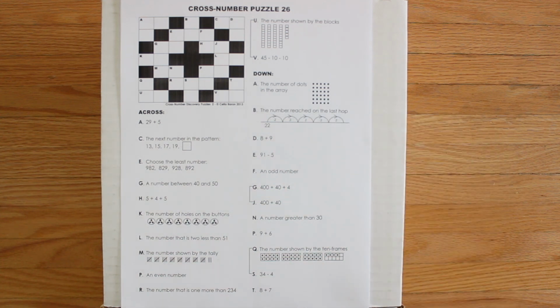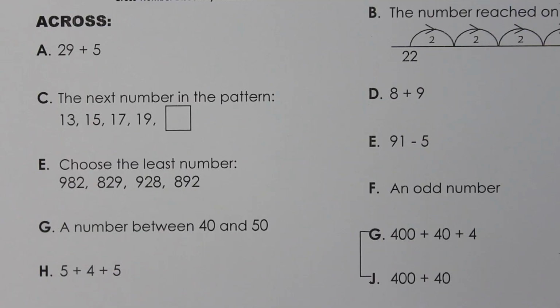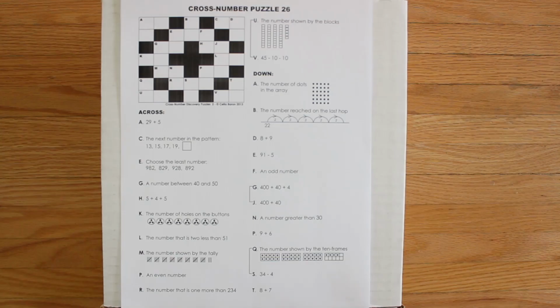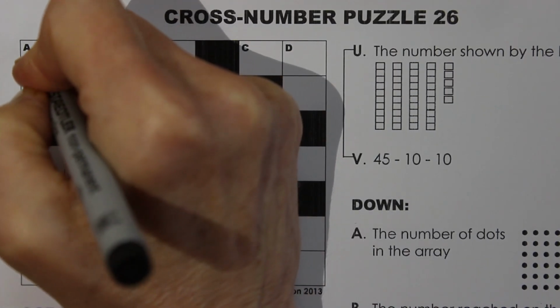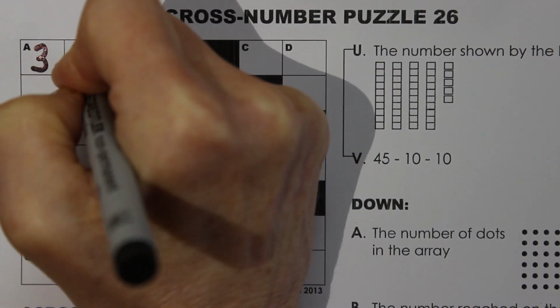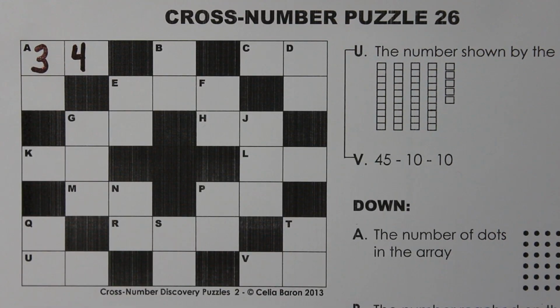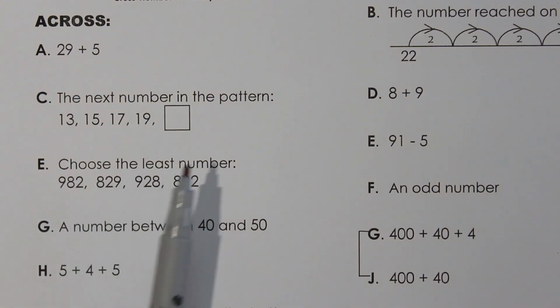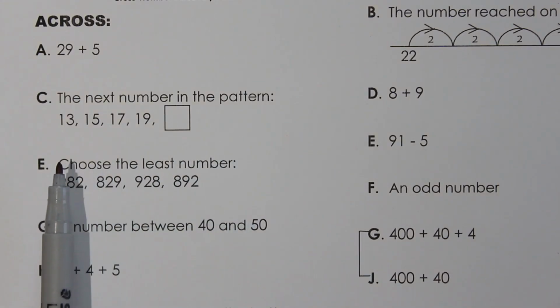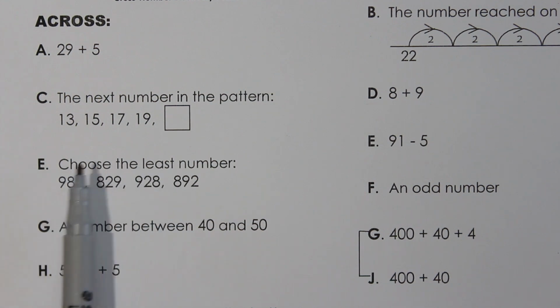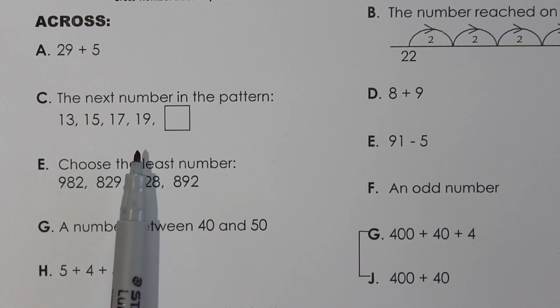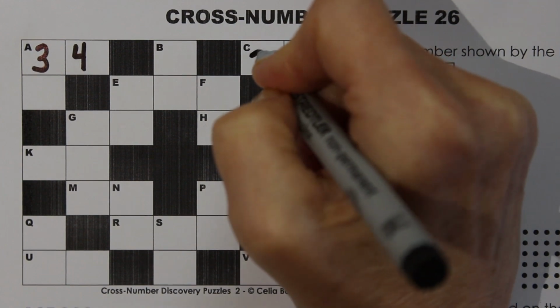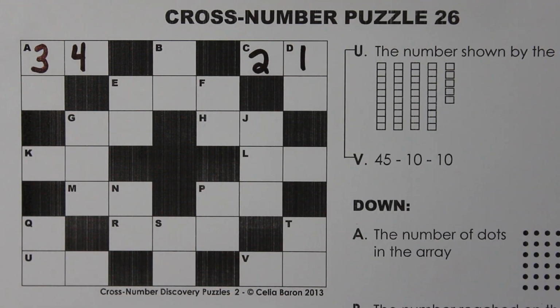Question A, 29 plus 5, involves counting forward over the decade. The answer is 34. We put the 3 in the first box and the 4 in the second. The next question, C, involves a pattern. The numbers in the pattern are going up by 2. The answer is 21. We put the 2 in the first box and the 1 in the second.